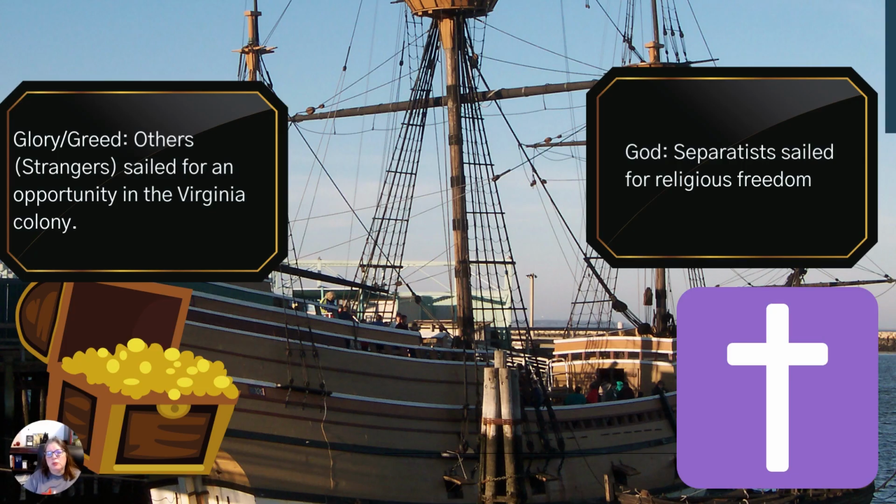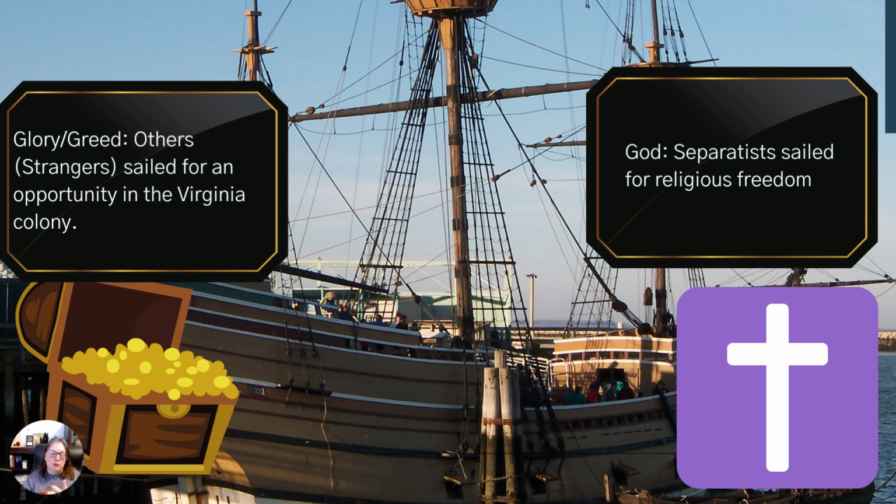So there's two groups of people on this ship. One, we would call more adventurers. The separatists, who we would call the pilgrims today, would refer to those adventurous people as strangers. So you're either in or you're out of their club. You're either a separatist or you are not.